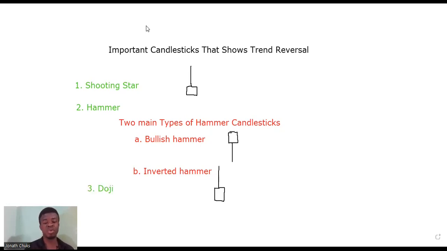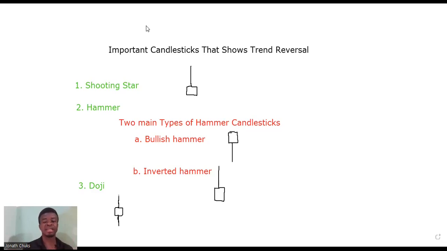Then the third and final one is the doji. The doji is a very important candlestick that you need to understand whenever it comes to studying your charts. When this candlestick is formed, there's no decision in the forex market.